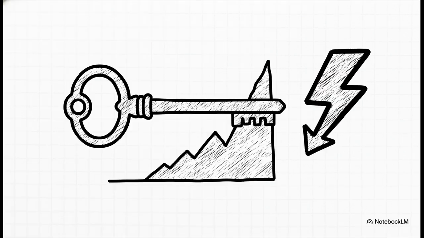So if you only remember one thing from all of this, let it be this. The slope of the line on a velocity time graph is the acceleration. Period. A slope that goes up means you're speeding up, a flat slope means you're cruising, and a slope that goes down means you're slowing down. It's the magic key to reading the whole journey.